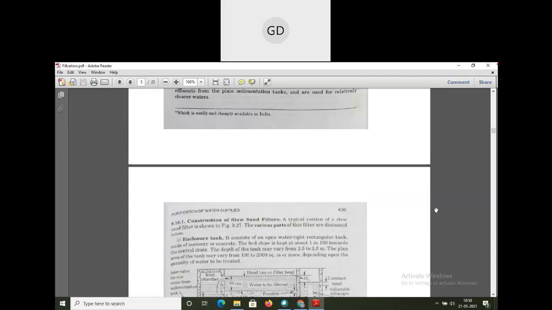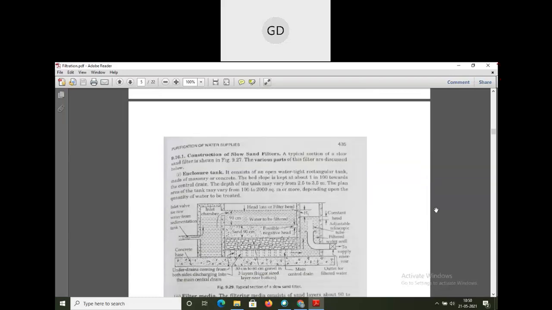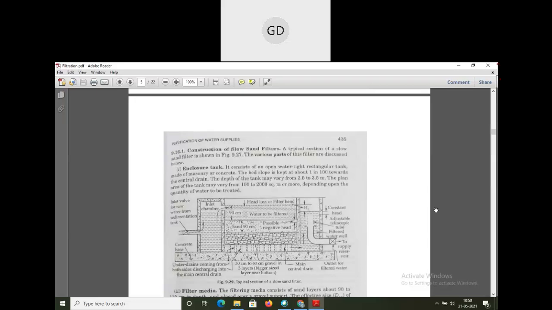Now, the construction of slow sand filters, please go through this by yourself. This is the construction of slow sand filters. The typical section of the slow sand filter is shown here. And what are the things present in the tank? Things like the inlet chamber, the loss of head of the filter, the sand depth, and the gravel depth are all discussed here.